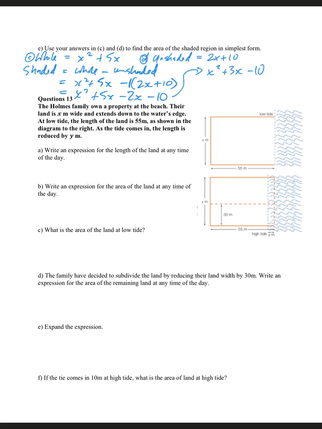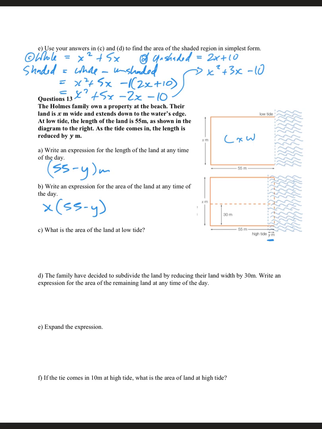The Holmes family own a property at the beach. Their land is x meters wide and extends down to the water's edge. Write an expression for the length of the land at any time of the day. Well, the land is 55 meters long, and the tide comes in, it's y meters, whatever it is, at any time of day. So the length is going to be 55 take y meters. Write an expression for the area of the land at any time of the day. Well, it's a rectangle, so it's length times by width. It's always x wide, so it's going to be x times by 55 take y, because that's how long the land is at any time of day.